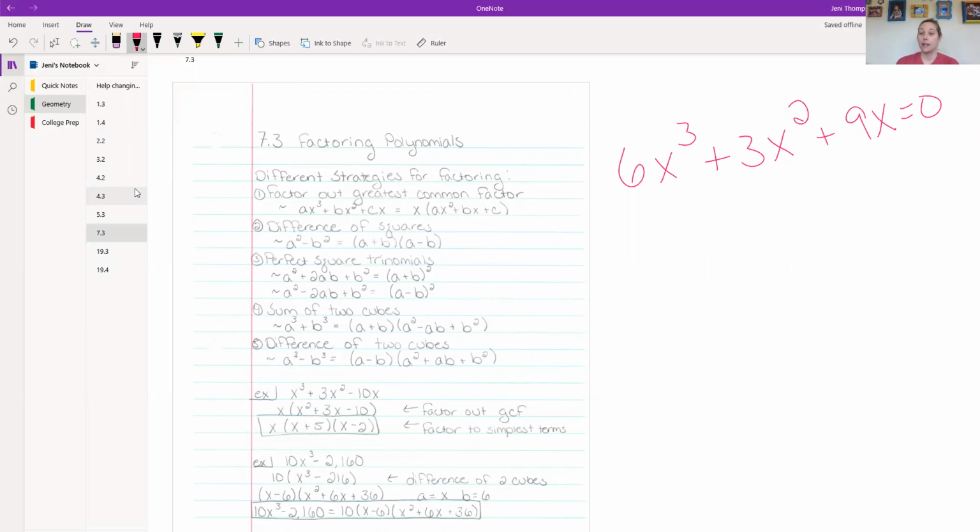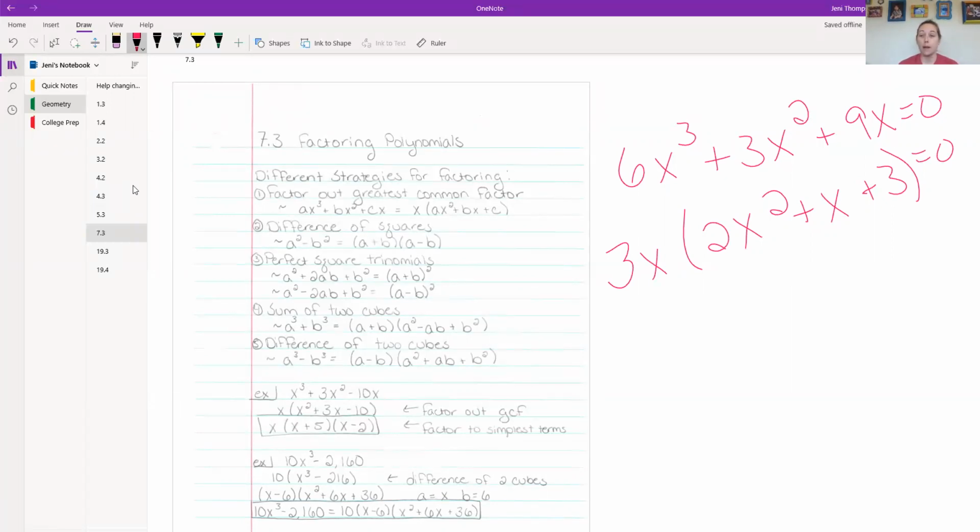I can factor. All of these can be divided by 3, and all of these can also be divided by x to the 1, right? So if I take a 3x out of each one of these terms, I take a 3x out of 6x cubed, that gives me 2x squared. I take a 3x out of 3x squared, that leaves me with a 1x. And I take 3x out of 9x, that leaves me with 3. So that's factoring out the greatest common factor.